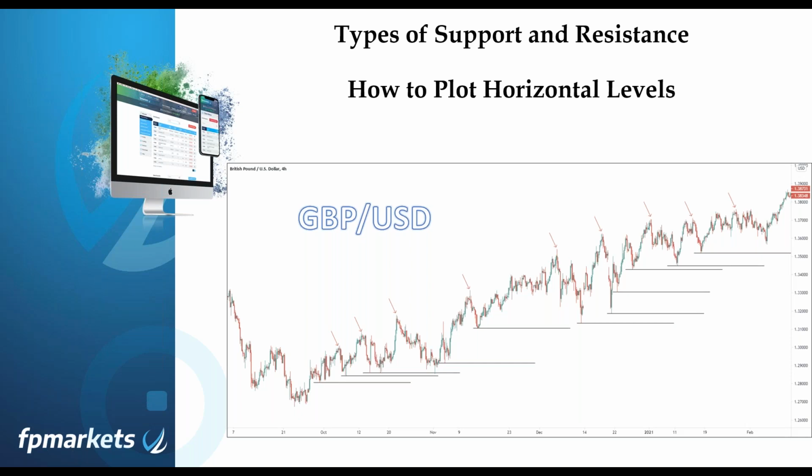Because we're going to look at identifying different types of SR levels, I thought it would be a good idea to essentially combine the two subjects, so types of support and resistance, and how to plot support and resistance levels. As you know, the two concepts merge pretty nicely. So as most of us here will know, markets ebb and flow. They go up, they go down, and they move sideways. This is pretty basic stuff, and even newer traders will be aware of this.